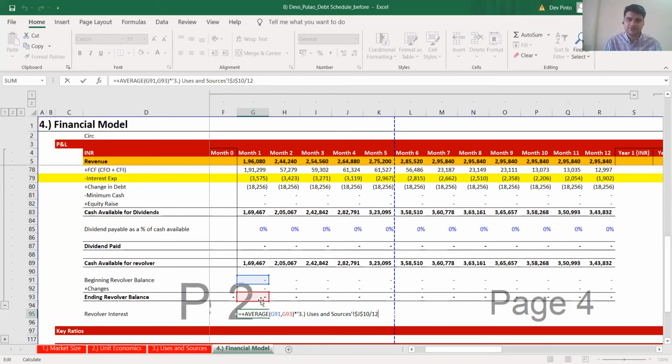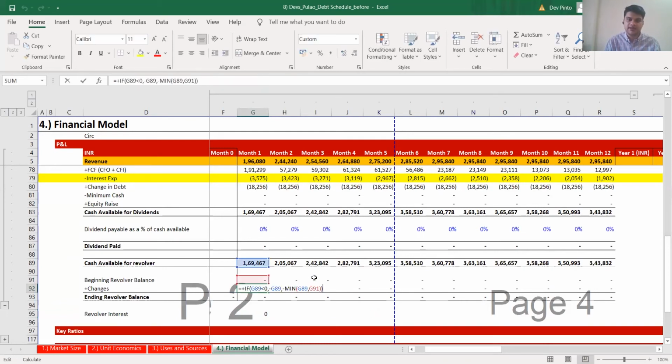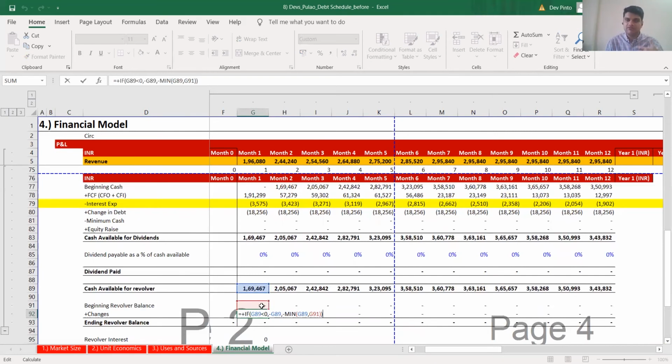How is the ending balance computed? Starting balance plus, if we need to raise money through a revolver, we will raise money, right? So it takes this as an input. Now, what is this as an input? It is nothing but cash available for dividends minus dividends, right? Following with me so far? What is this figure? What does it take into account when you compute it? It takes into account beginning cash, CFO plus CFI, and the interest expense, right?